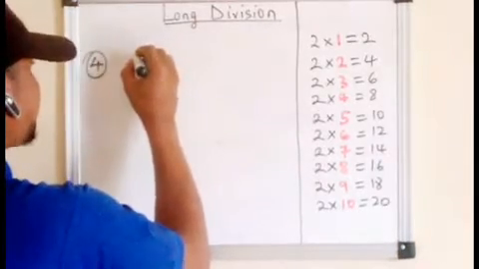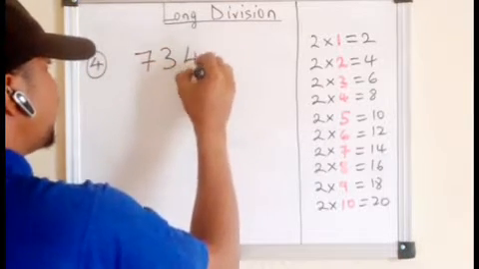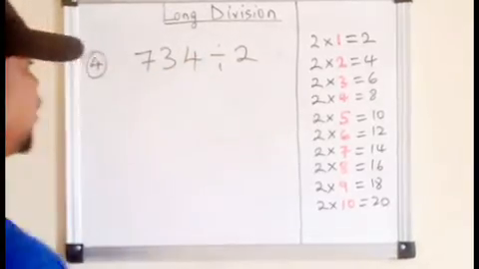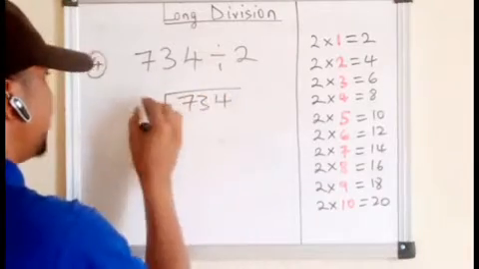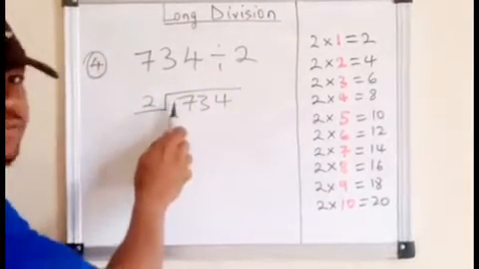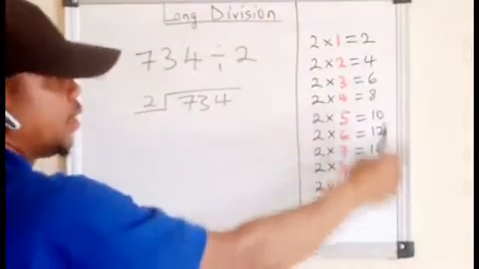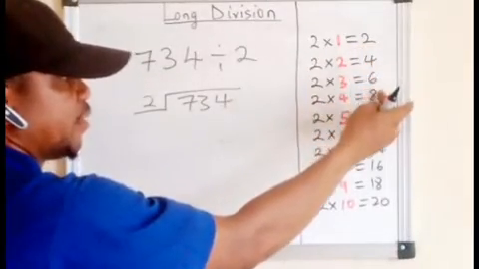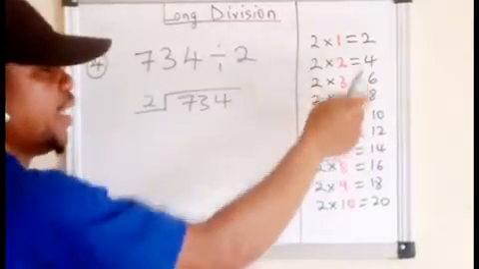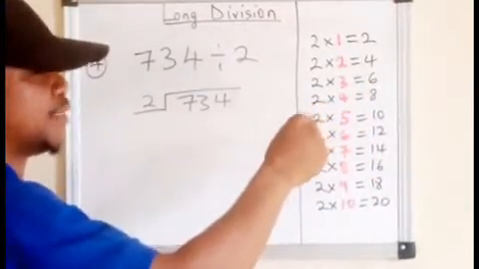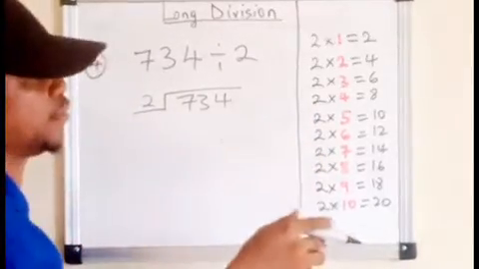Let's take a look at 734 divided by 2. The first number there is 7. We are working with 7 now. Divide 7. Look for 7 in this column. You can see there is no 7. Since there is no 7, we pick a smaller number, a number that is smaller than 7, but is very close to 7.